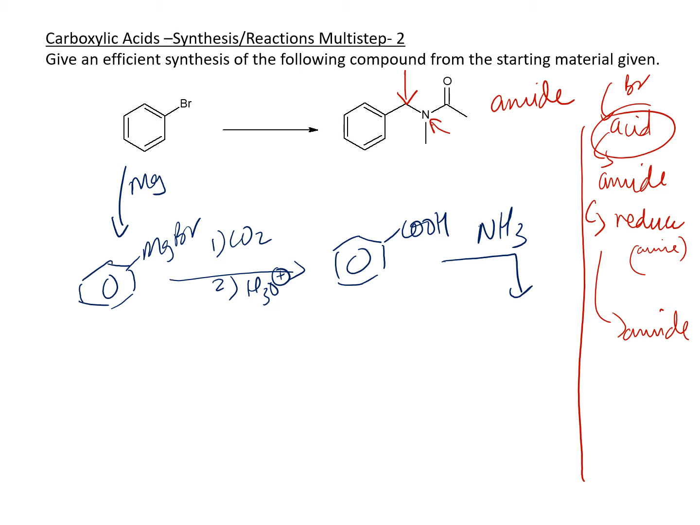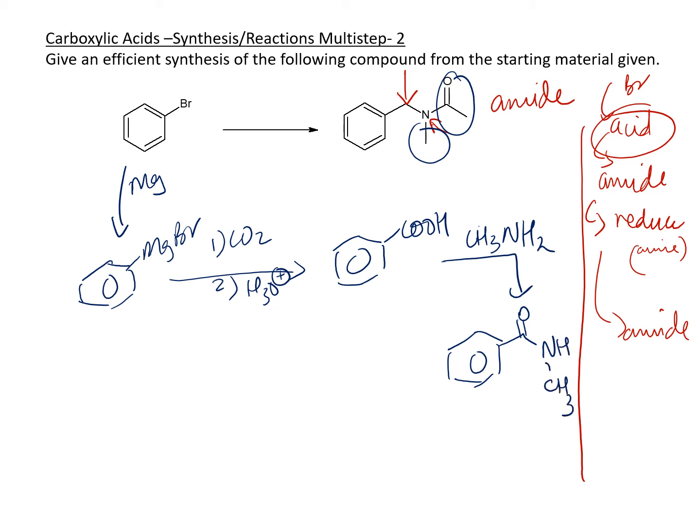And in this case, on our amine, we actually don't have hydrogens, right? We have one methyl group, and then the other part is the amide. So we have one methyl group here, which means that this ammonia is not going to work. So I need to actually have CH3NH2. We need to have a primary amine here in order to form this amide. And so then this is what we form.